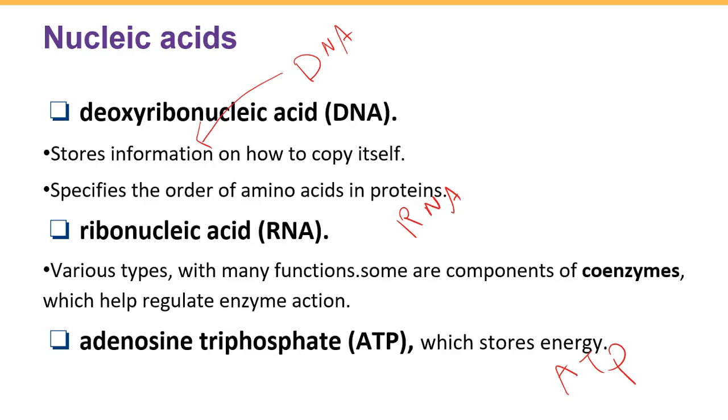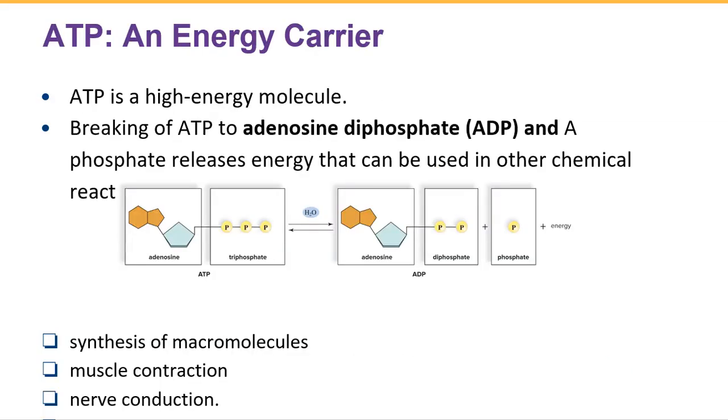and then RNA, which is going to read the DNA instruction and help make protein, and then finally the adenosine triphosphate, ATP, is going to store the energy. So ATP is like the energy currency in our body. When ATP is broken into ADP and phosphate, it releases energy for activities like making macromolecules, muscle contraction, nerve signals, and moving molecules in our cell. So the ATP is the energy carrier or the energy currency in our body.